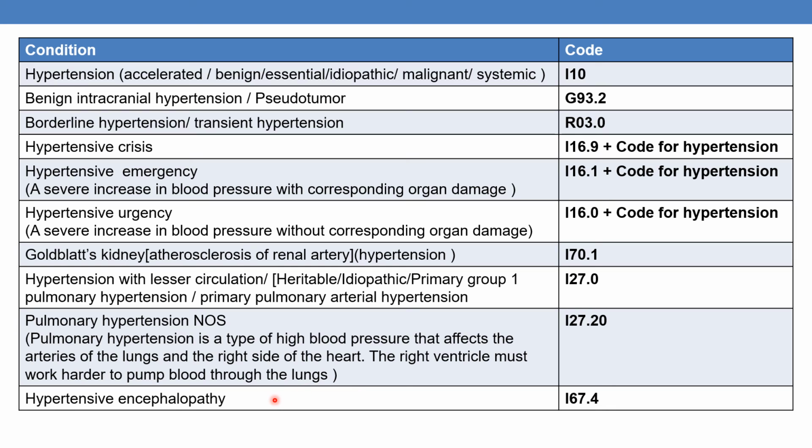Next, coming to hypertensive encephalopathy. The code for hypertensive encephalopathy is I67.4. In the next session, we will be discussing some of the other hypertensive codes.